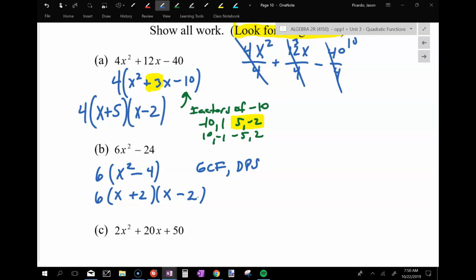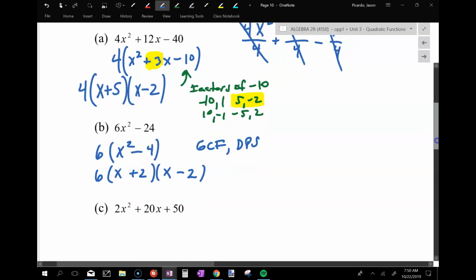Okay, with C. Oh, so what did we learn right there? What could happen? I could go from a GCF to a DPS, not only a GCF to a trinomial, right? What about C?